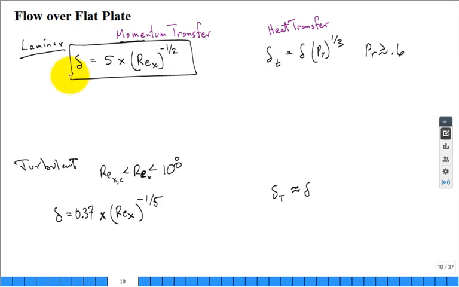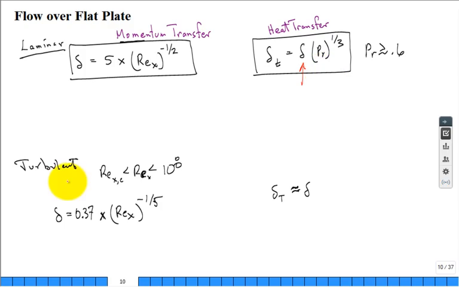Okay? So, for the momentum transfer, you were able to work out from Blasius' solution this very important result. As well as when you do the heat transfer, I didn't show the details, you can come out with this result for the growth of the thermal boundary layer. It's related to the growth of the velocity boundary layer, but it's multiplied by Prandtl to the 1/3 power.